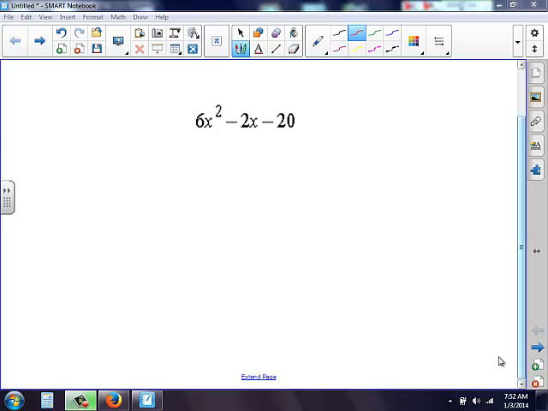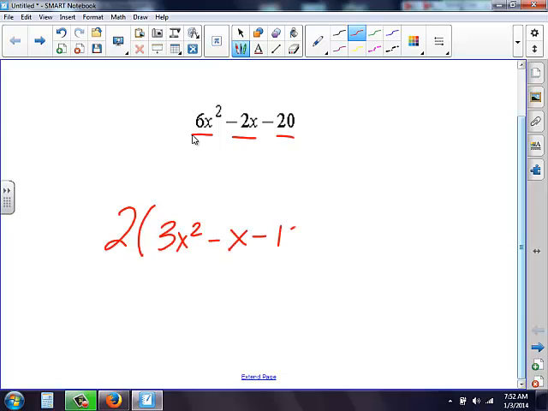We have the equation 6x squared minus 2x minus 20. Now, again, the first thing I always ask myself to make my life easier, especially in this case, is can I pull anything out? And in this case, I can. I can pull out a 2 out of every single term. So I pull out that 2. I'm left with 3x squared minus x minus 10.